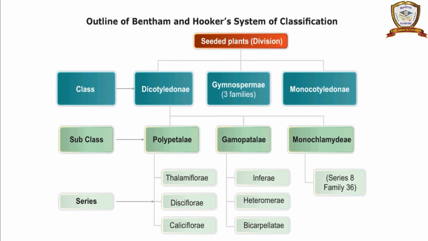Outline of Bentham and Hooker's system of classification. Seeded plants. Division. Class: Dicotyledonae, Gymnospermae, Monocotyledonae. Subclass: Polypetalae, Gamopetalae, Monochlamydeae. Series: Thalamiflorae, Disciflorae, Calyciflorae, Inferae, Heteromerae, Bicarpellatae. Series 8. Family 36.